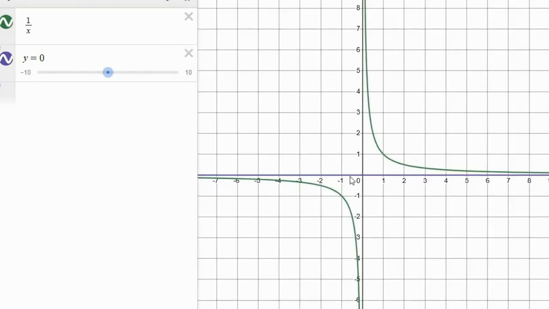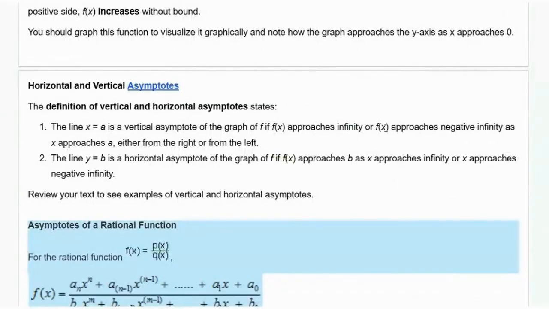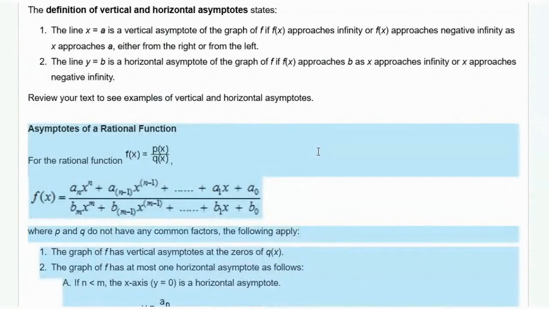Now, that's not necessarily true with the horizontal asymptote, because these rational graphs can do something really weird. Sometimes you may have it dip below the asymptote and then come back and approach it forever without touching it. But it may cross it first, because rational expressions do some really weird graphs. It says, review your text to see examples.